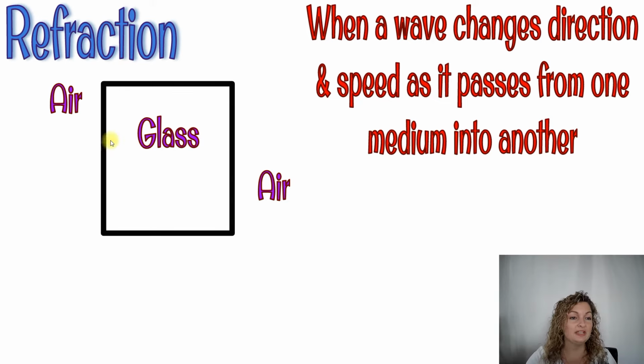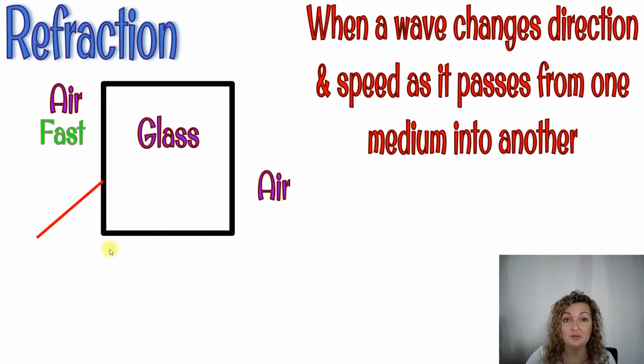So we're going to look at a quick example. We have a piece of glass, and around our glass, we have air. So we have two forms of medium, right? Air and glass, and our light is going to shine through the air, and it's going to get to our glass, and light travels pretty fast through air, you guys. There's not a whole lot of particles. It's not dense, right? So there's not a whole lot of particles for it to meander through.